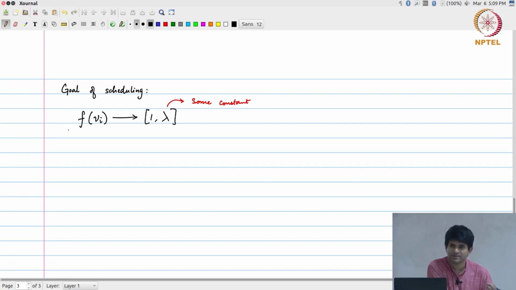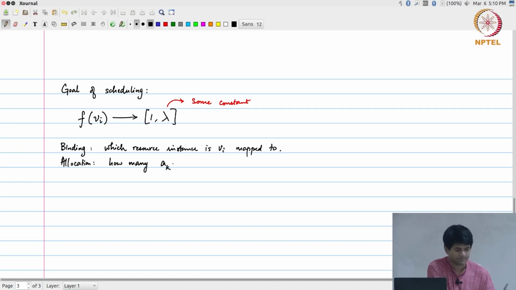Further to that, you remember the two other terms that I had mentioned, the allocation and the binding. The binding problem would essentially say which resource instance is Vi mapped to, and the allocation problem is how many A_K, how many resources of type K, are required. So the most general version of the scheduling problem requires us to solve all three of these. First we have to find out how many resources of each type are required, decide which operation gets mapped onto which particular resource instance, and give the specific time instant at which the operation is going to be scheduled.